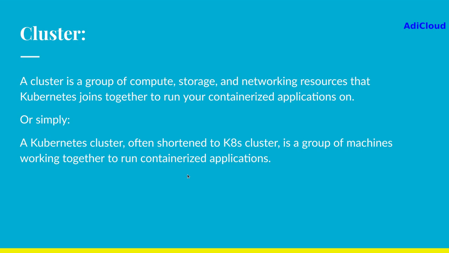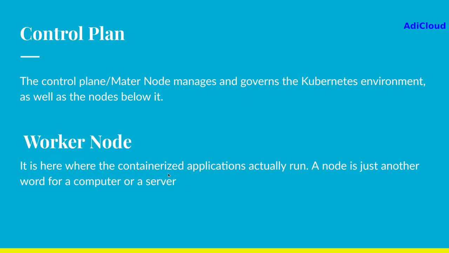We'll start with what the cluster is. A cluster is, in very short, a group of machines in which your containerized application will run. A cluster is a group of compute, storage, and network resources that Kubernetes joins together to run your containerized application. Or simply, it is a group of machines which will run your containerized application. Okay, so we have two planes, or you can say two nodes.